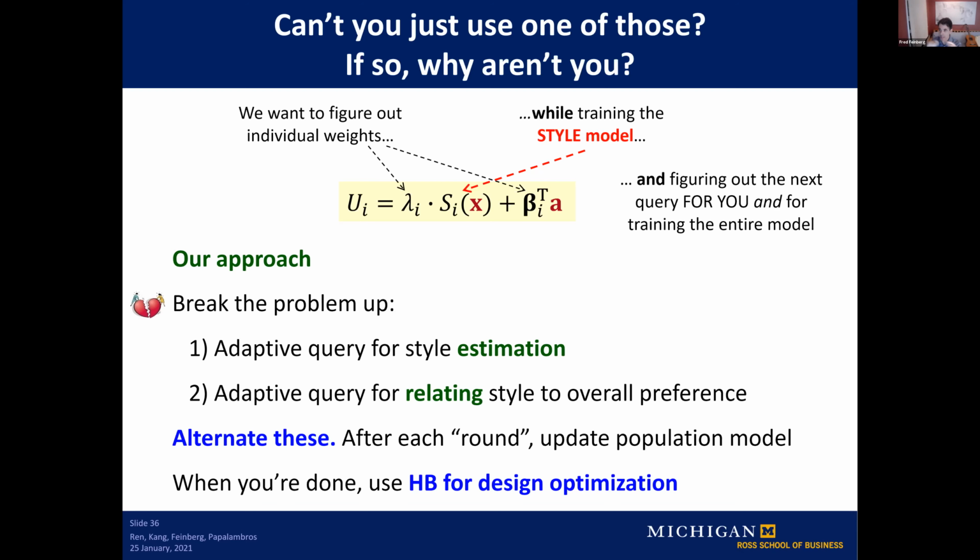We're going to alternate these, go back and forth. We just did that because we thought it would help with respondent boredom. After each round, you give me all your data, we update the population model. And when we collect all of the data, we use hierarchical Bayes for the design optimization. And I'll have more to say on each of those pieces in a minute, but that's the general approach.